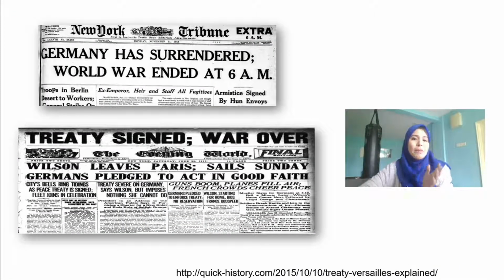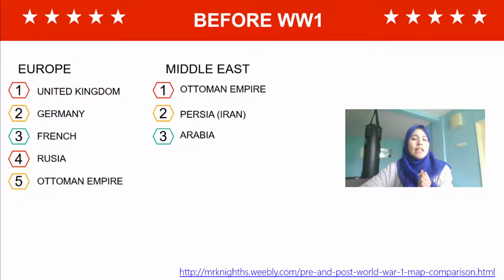So these are some of the newspapers that I have taken from history.com. So Germany surrendered, then they needed to sign the Treaty of Versailles. And before World War One, we had a different kind of state, whereby in Europe we have the United Kingdom, Germany, France, Russia and the Ottoman Empire. In the Middle East, we have the Ottoman Empire, Persia, and Arabia.